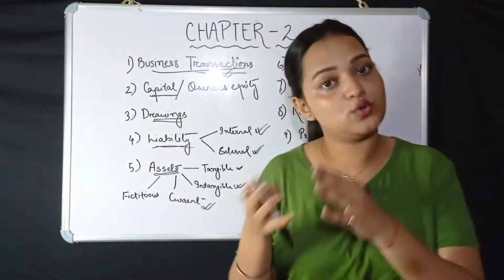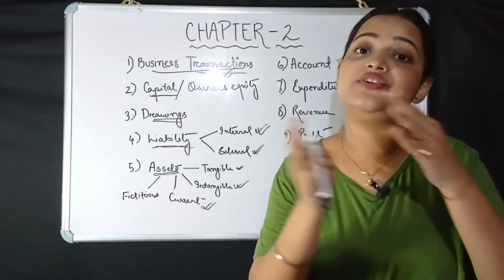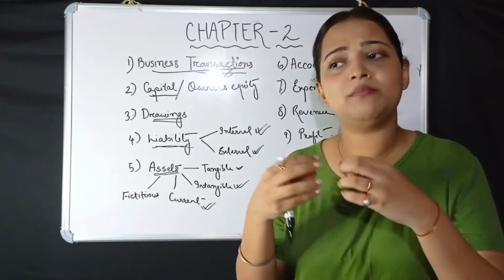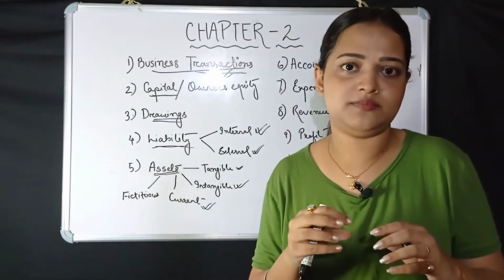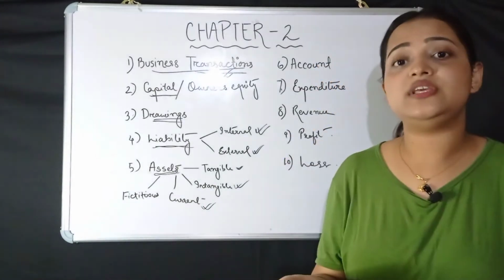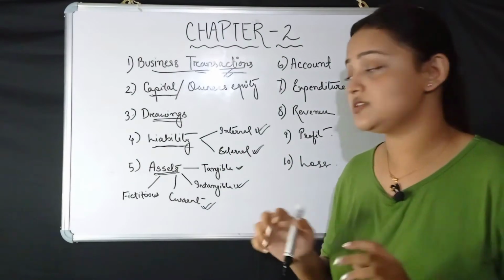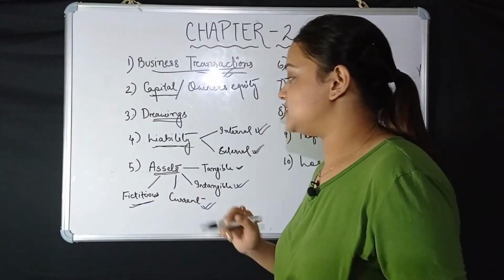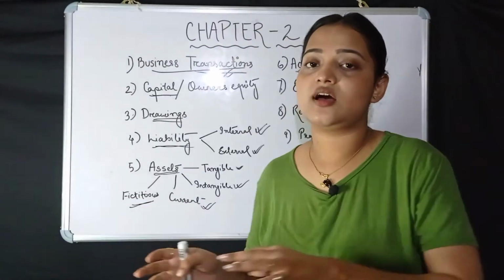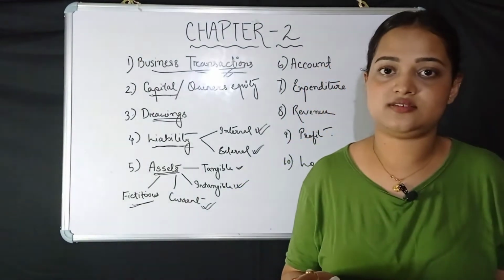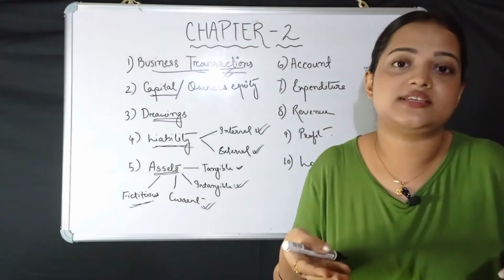Current assets are those assets which are meant for resale. Okay, वो हम बहुत थोड़े टाइम के लिए रखते हैं अपने बिजनेस में and then we tend to resell it. Okay, these are the current assets. And the last one is fictitious assets. So these assets are not really assets. Okay, these are the fake assets.